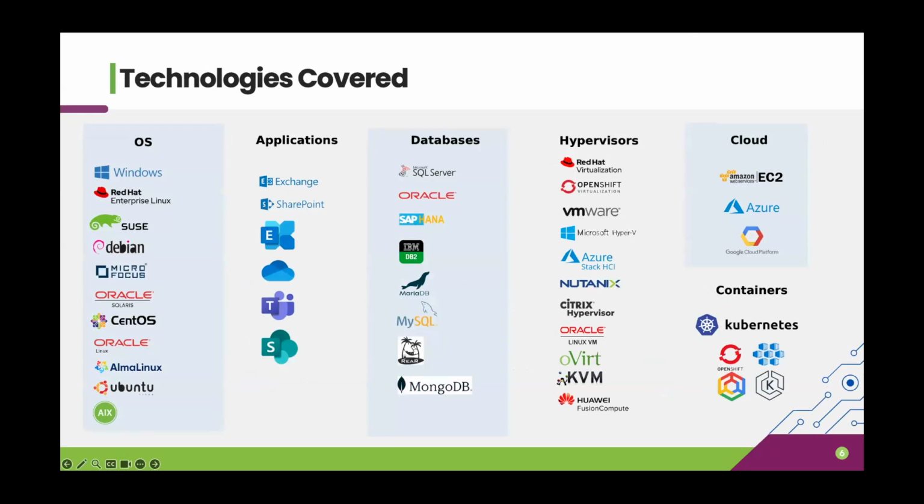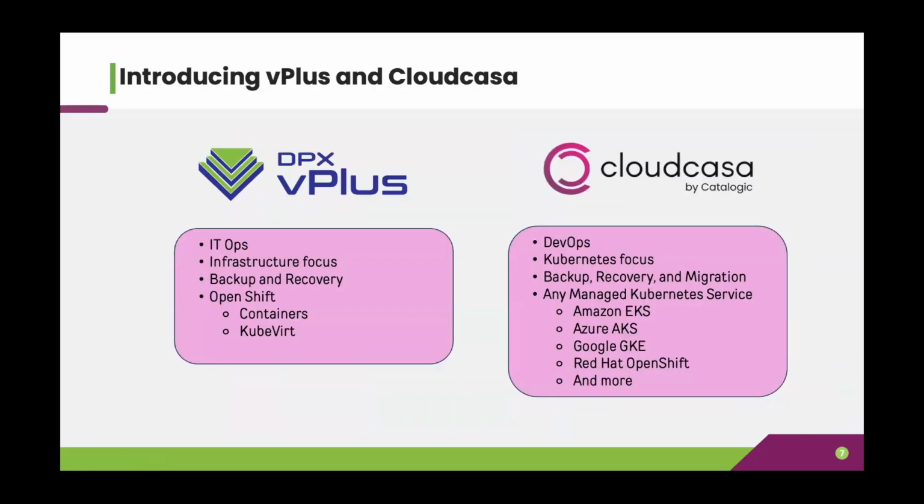But we're going to focus just on this right-hand corner here on Kubernetes and the various managed Kubernetes services with which we operate well. Now, like I said, we're going to focus today more on Cloud Casa, but we actually have two offerings for container data protection. One is V+, the other one is Cloud Casa. You may want to pay attention to this slide because there may be a quiz question on this later on.